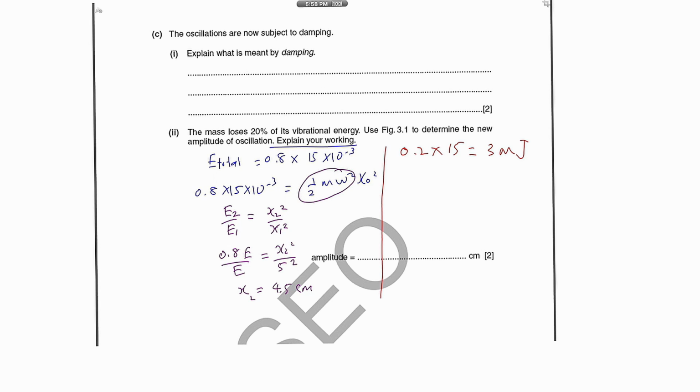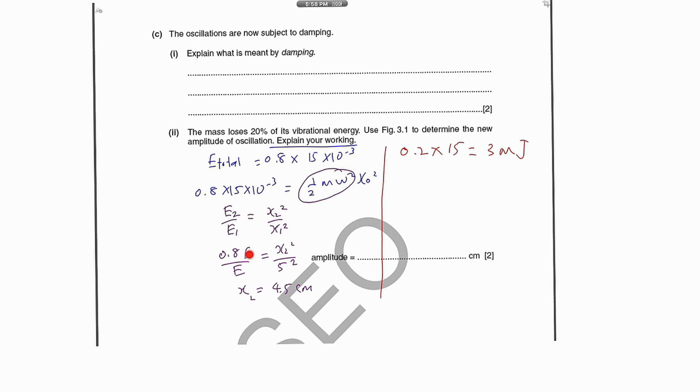Some people do the long way: they substitute the m and the omega from the previous part, the same values, then they find the x naught. If you don't want to do that, you can use a ratio, because your total energy is half m omega squared x naught squared. Half m omega squared is going to be constant anyway, so the new total energy E2 over the original total energy will be the ratio of x2 squared over x1 squared. You can do that, two ways also can.